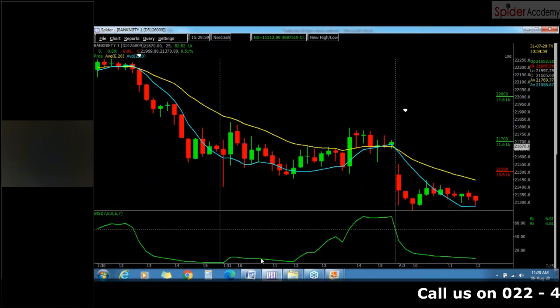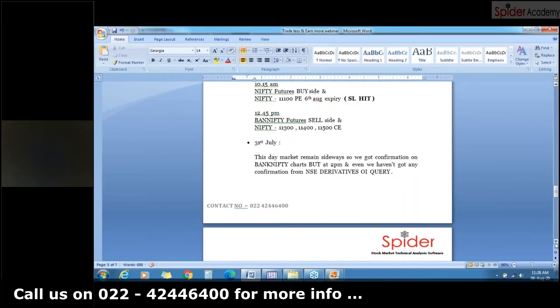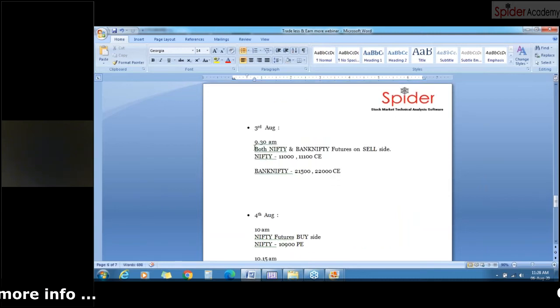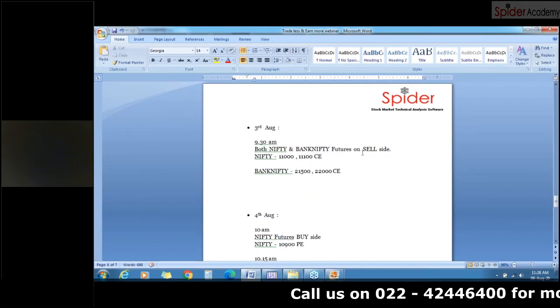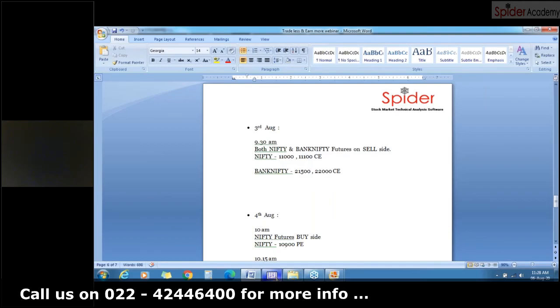Okay, so after this, we will move further to the next example, which is of the 3rd August. And first at 9:30 a.m. we got both Nifty and Bank Nifty futures on the sell side. We will first look at the Nifty and Bank Nifty charts.